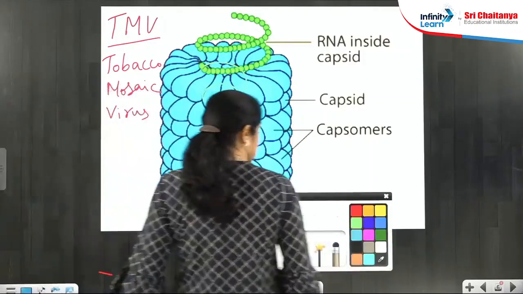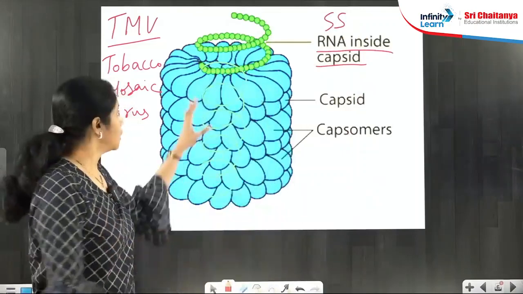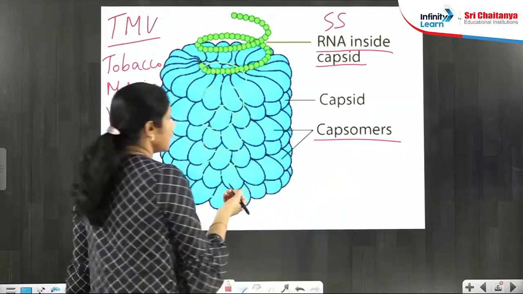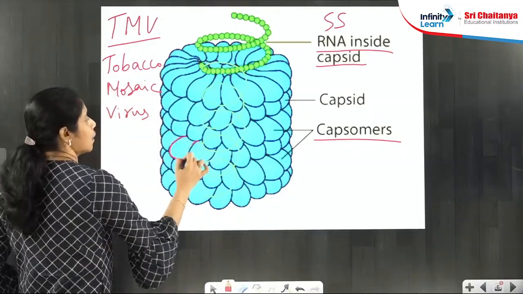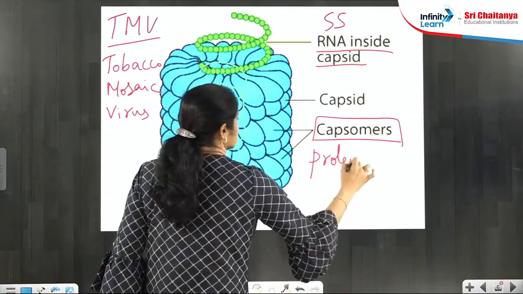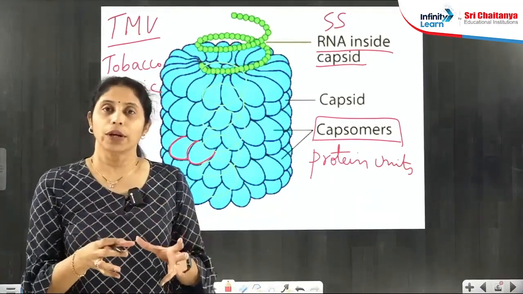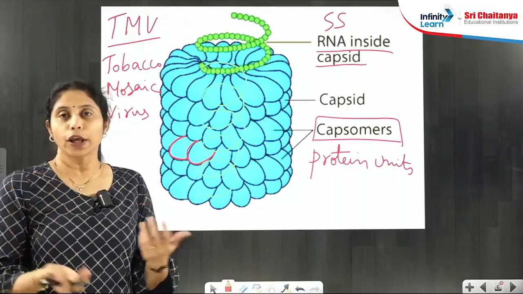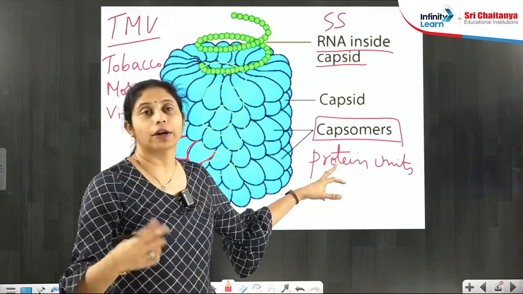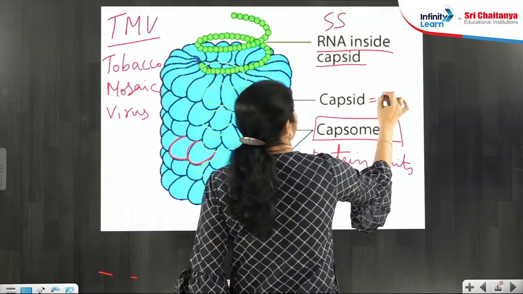This is the single stranded RNA in the center, and it is covered on all sides by the capsomeres. Each single one you can see is called a capsomere. They are protein units or subunits. The protein units forming the coat are called capsomeres. Someone asked what capsomeres are. They are just protein units which form a protein coat, and that protein coat is called the capsid.